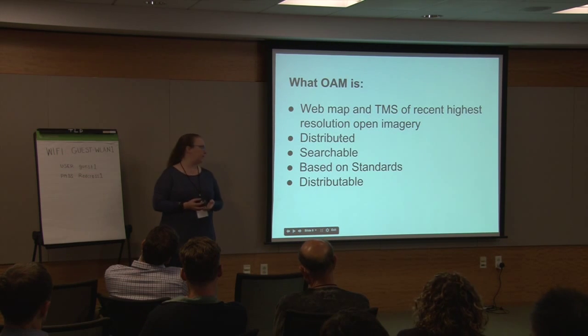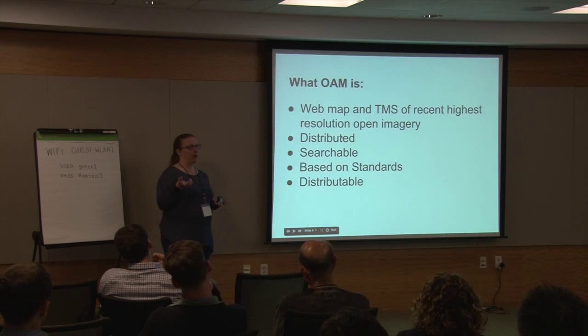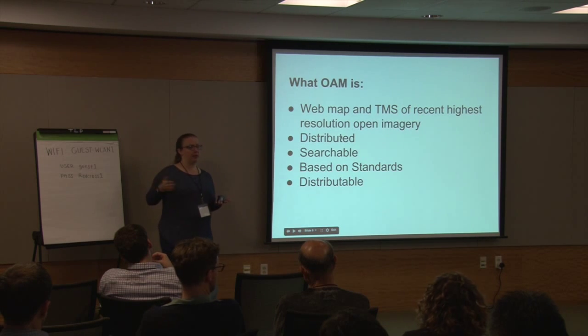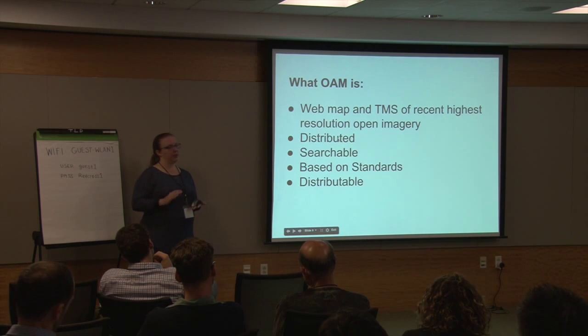It also needs to be distributable. In the ideal scenario, you should be able to download OpenAerialMap imagery and then go somewhere with it if you're going to be in an offline environment or low bandwidth. And I think that's going to be one of the longer term goals, but I think it's really, really important.